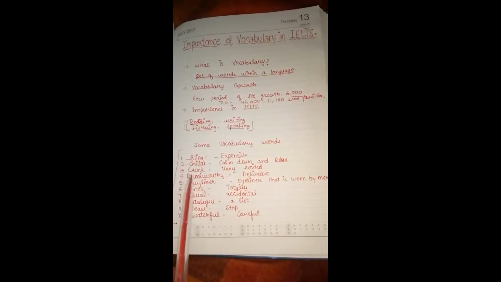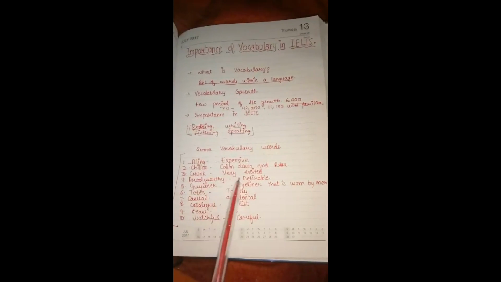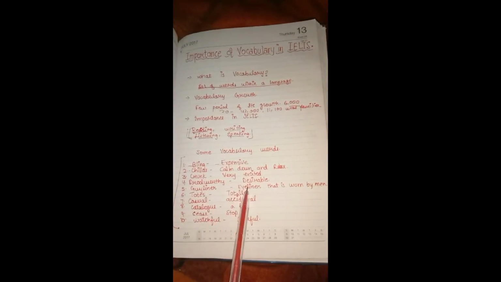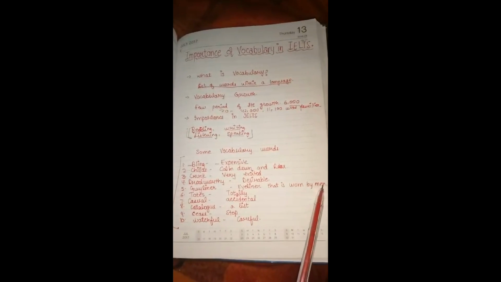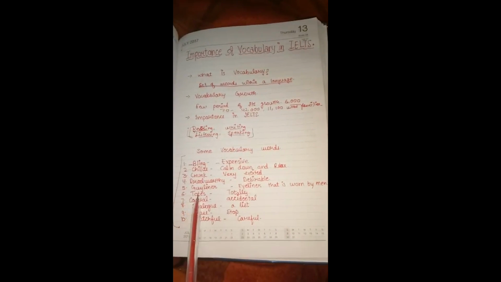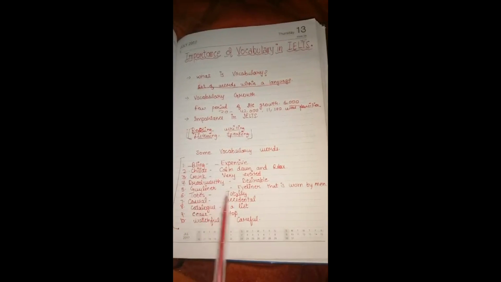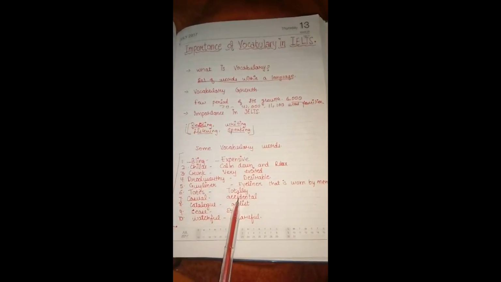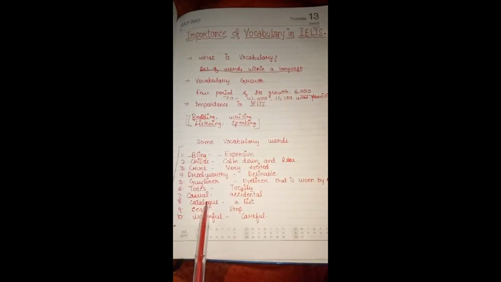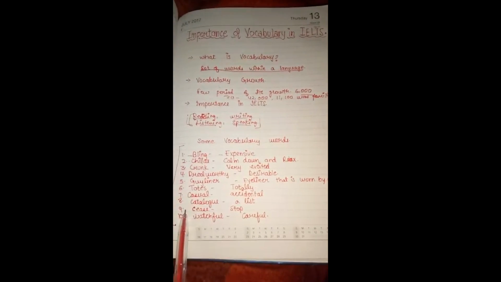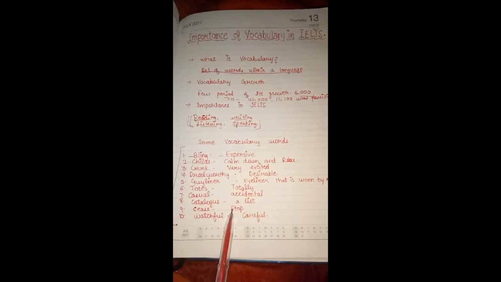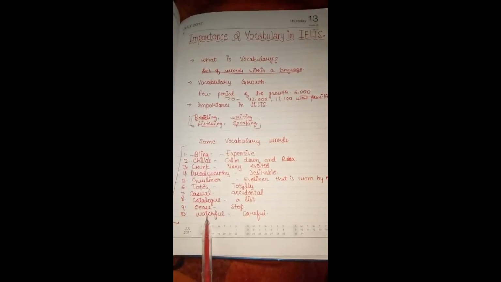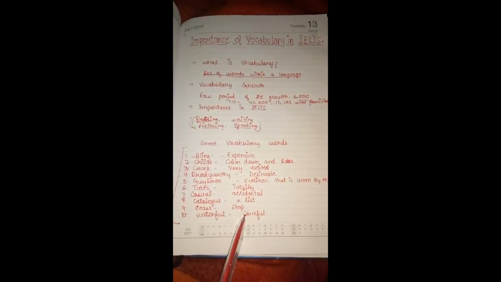The fourth one is drool-worthy, that means desirable. The fifth one is guyliner, it means the eyeliner that is worn by men. Sixth is totes, it is the abbreviation of totally. Seventh is casual, that is accidental. Eighth is catalog, that means a list. Ninth is cease, that means stop, or we can say to put an end to. The tenth is watchful, that means careful.